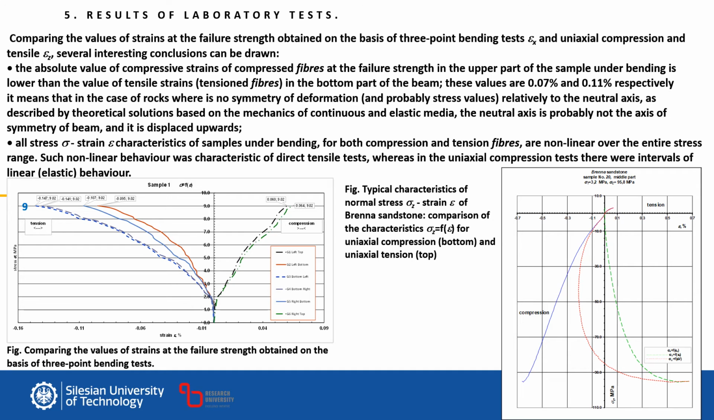The absolute value of compressive strain of compressed fibers at the failure strength in the upper part of the sample under bending is lower than the value of tensile strains, tensile fibers, in the bottom part of the beam. It means that in the case of rock, where there is no symmetry of deformation, all strain characteristics of samples under bending for both compression and tension fibers are non-linear over the entire stress range.